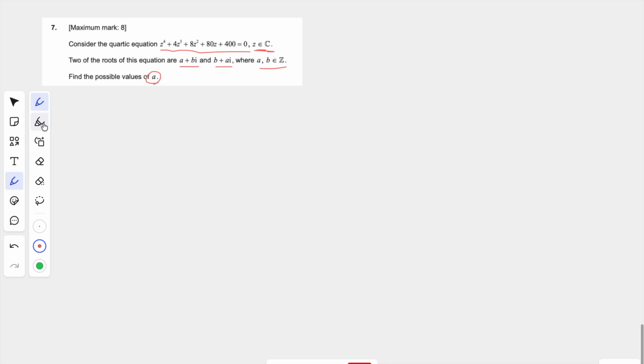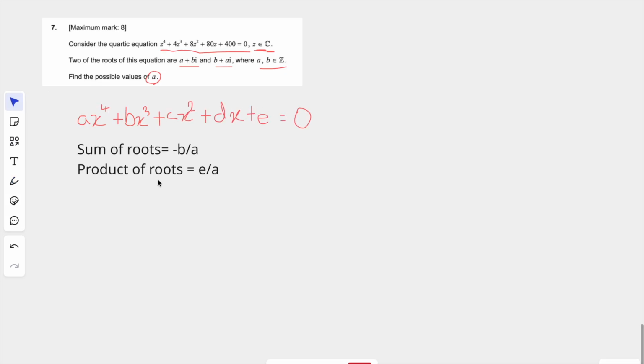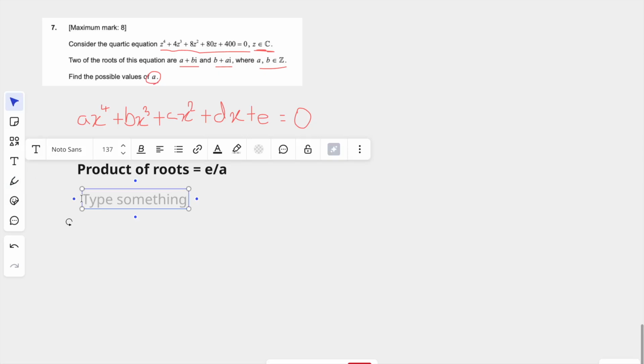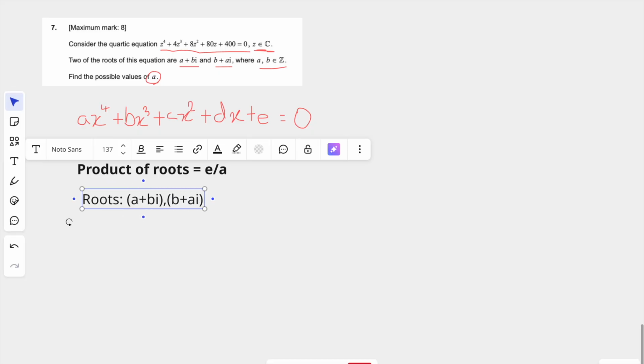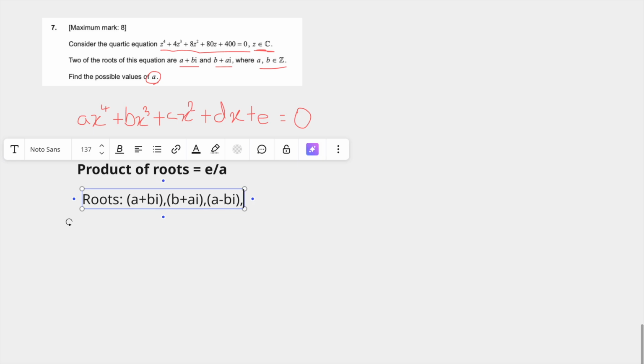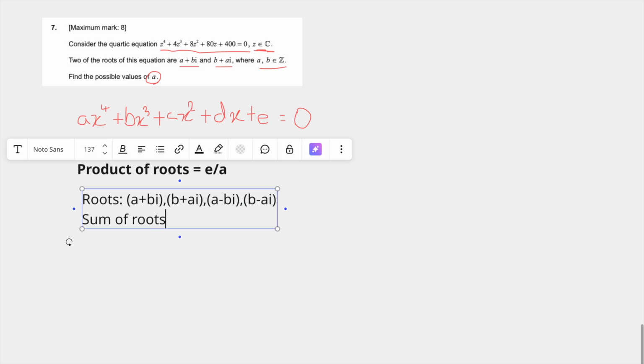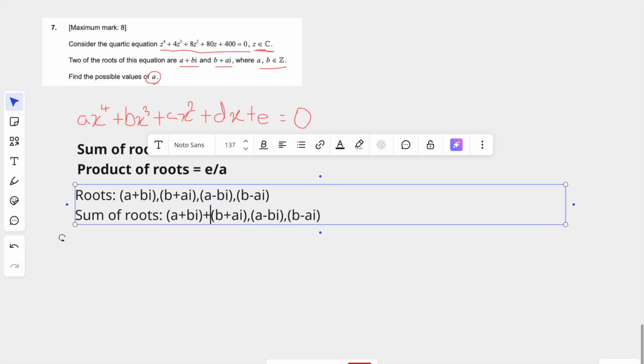The key to solving this question is using the sum of roots and product of roots formulas. In this case, we have an equation in the form of ax to the power of 4 plus bx cubed plus cx squared plus dx plus e, so the sum of the roots will be minus b over a, and the product of the roots will be e over a. Since the question states that a and b are rational numbers, if a plus bi and b plus ai are possible roots, then a minus bi and b minus ai have to be the other two roots for this equation to hold true. Therefore, we can set up our sum and product of roots formulas as such.